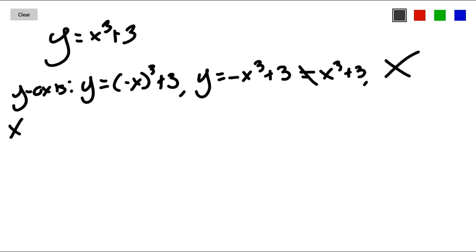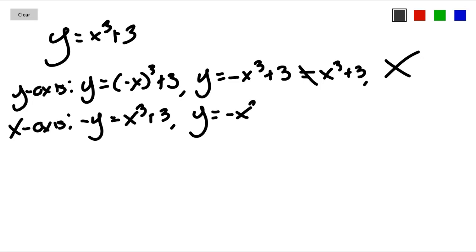For the x-axis, I do the same thing, but I set y to be negative. So I have negative y is equal to x cubed plus 3. Then when I solve for y, I have y is equal to negative x cubed minus 3, which is not the same as our original function, so there's no x-axis symmetry.